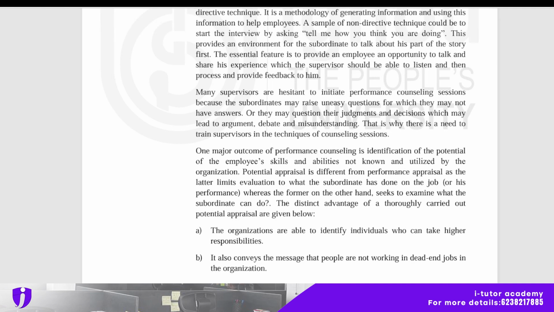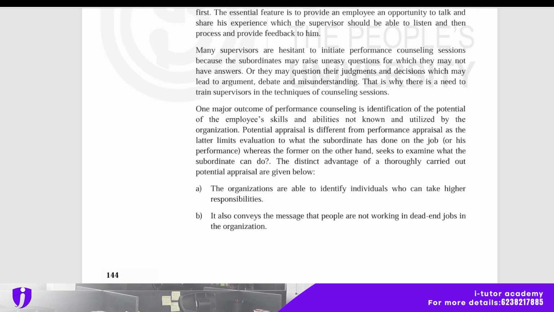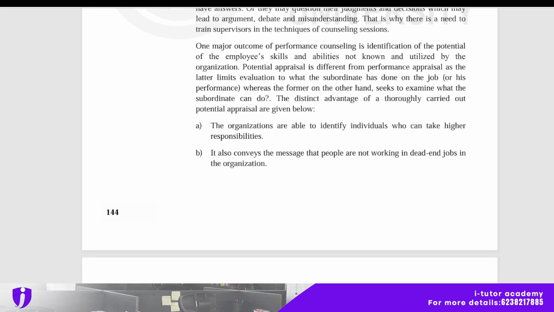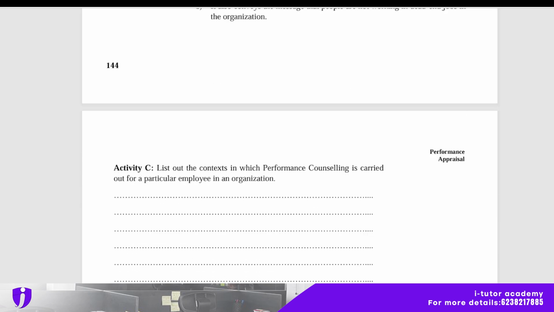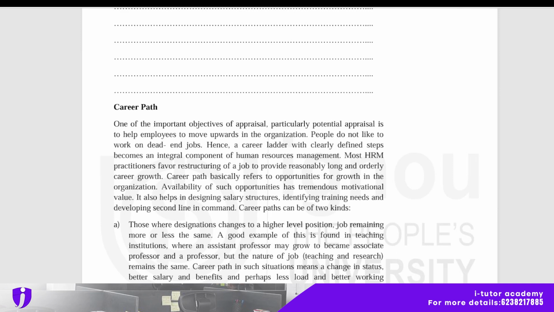One major outcome of performance counseling is identification of the potential of the employees, skills and abilities not known and utilized by the organization. And the distinct advantages of thoroughly carried out potential appraisal are given below. First, the organization is able to identify the individuals who can take higher responsibility, and it also conveys the message that people are not working in dead end jobs in the organization. Okay. And the next is the career path.